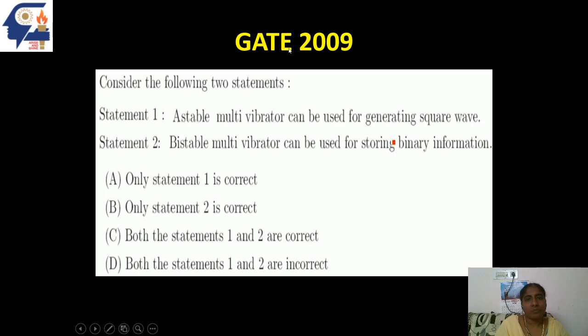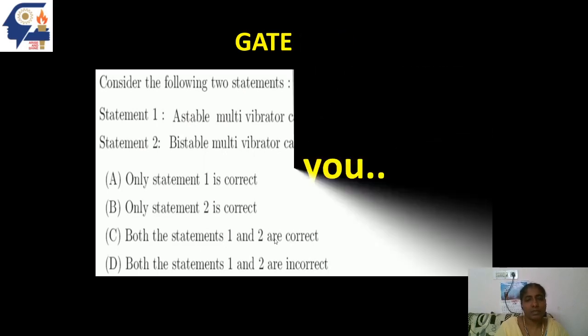We have one GATE question from 2009. An astable multivibrator can be used for generating a square wave. A bistable multivibrator can be used for storing binary information. Which of these two statements are correct or wrong, or contradictory, or based on one another? Bistable, the other name is flip-flop. A flip-flop is a 1-bit storage element, so it can be used for storing binary information. Astable, as we discussed, is used for generating a square wave. So both the statements are correct. Option C is the correct answer. Thank you.